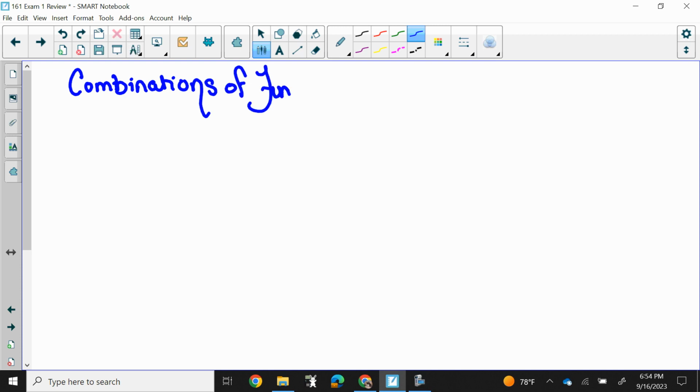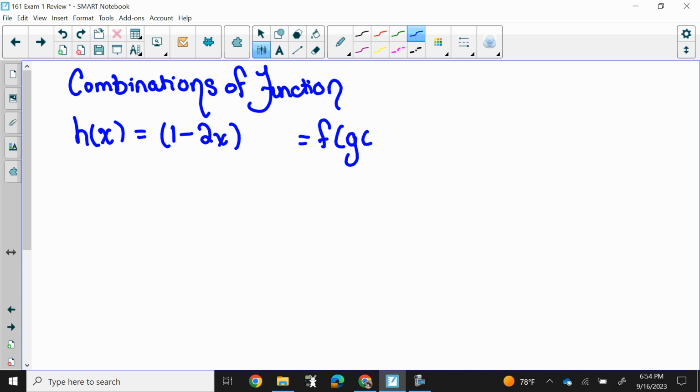And you're like, what the heck is that? And I'm like, let me show you. So let's say I had a function where h of x is equal to 1 minus 2x, quantity cubed, and that is equal to f of g of x. So what is f of x and what is g of x?